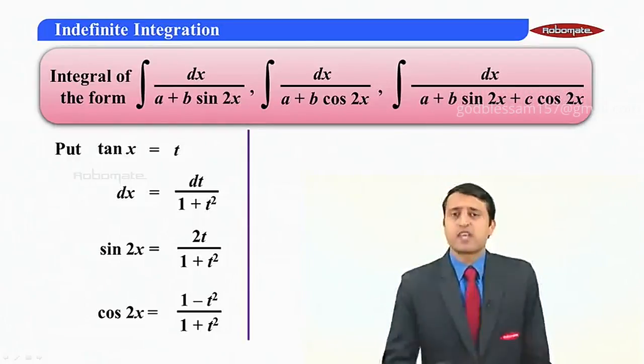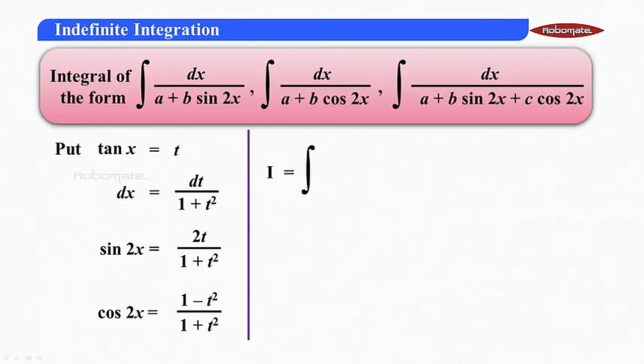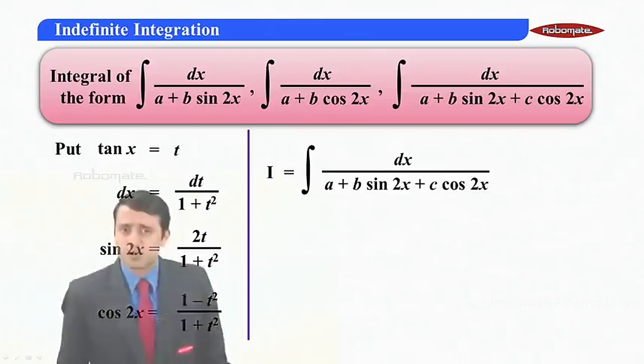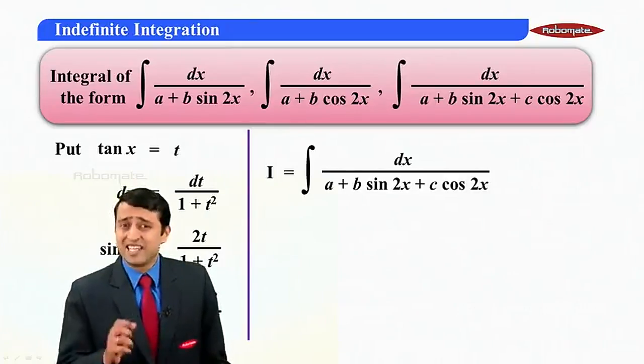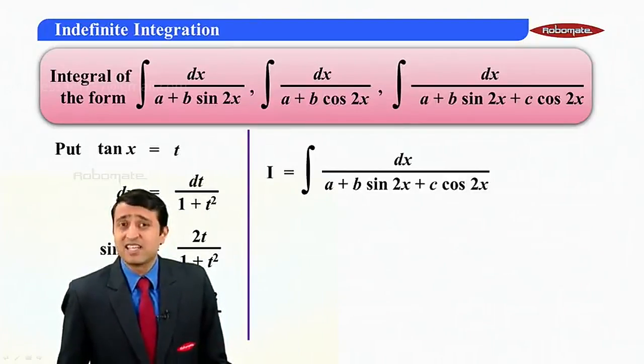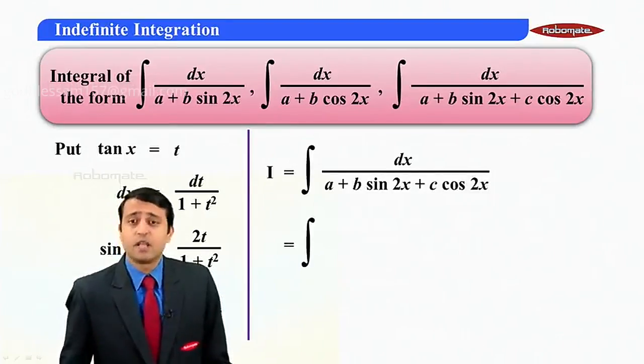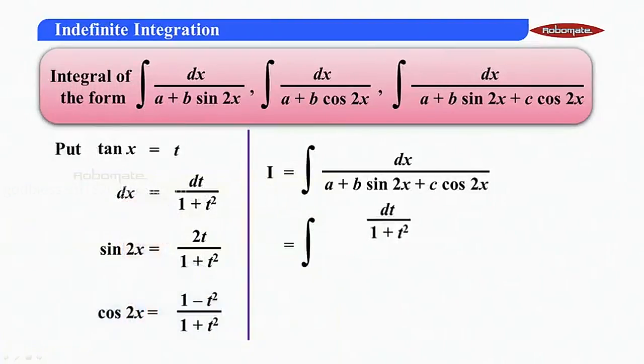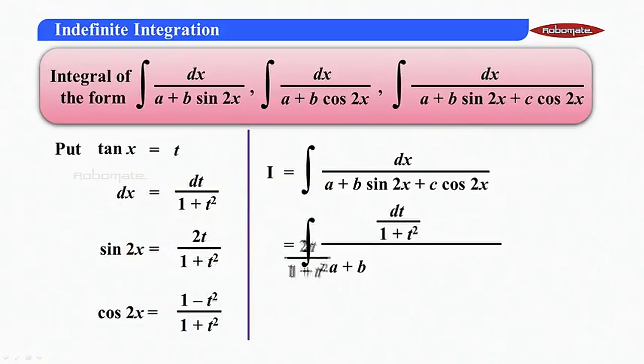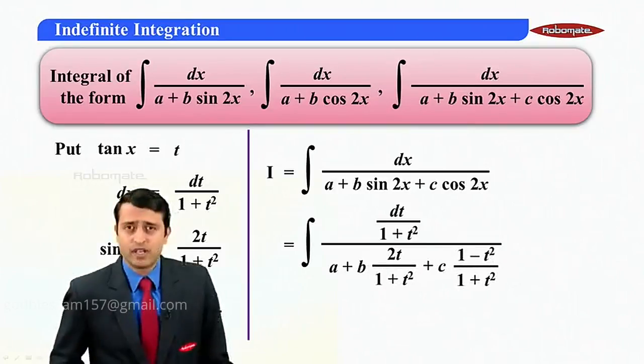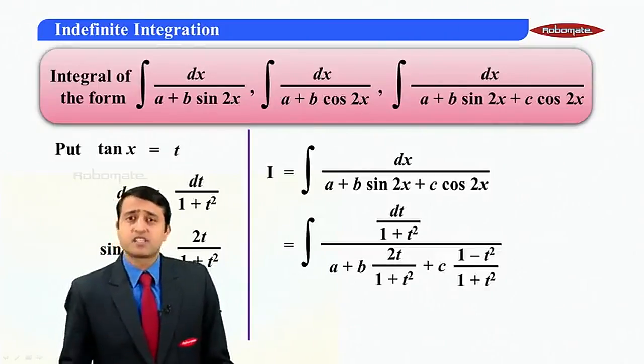So let's take first the integral 1 upon a plus b sine 2x plus c cos 2x. Now my dear students, in this case, the numerator is dx. That will be replaced by dt upon 1 plus t square. In the denominator, let us keep the a as it is, the b as it is, and in place of sine 2x, let us put the value which is 2t upon 1 plus t square. In place of cos 2x, let us put the value 1 minus t square upon 1 plus t square. Now my dear students, after this, the step is obvious.